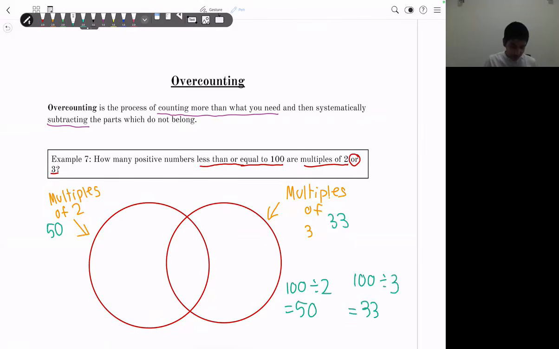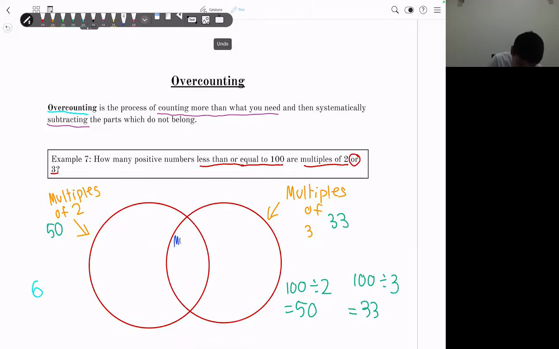But then, what about a number like 6? 6 is a multiple of both 2 and 3. So when we were counting the multiples of 2, we counted it, and we also counted it with the multiples of 3. We counted 6 in both of these cases already. So we're overcounting 6, hence the name of this term. We overcounted the multiples of 6.